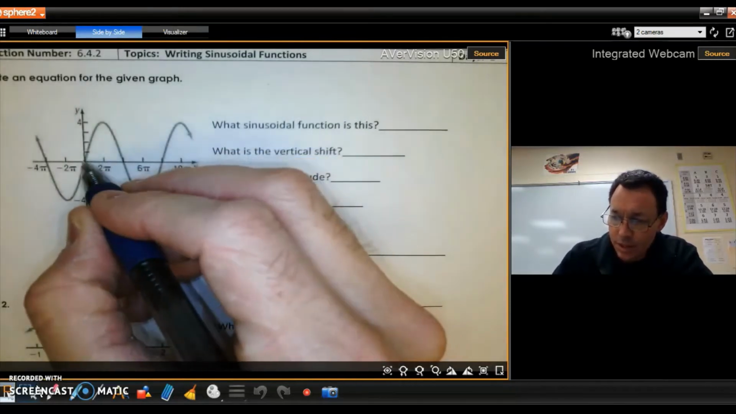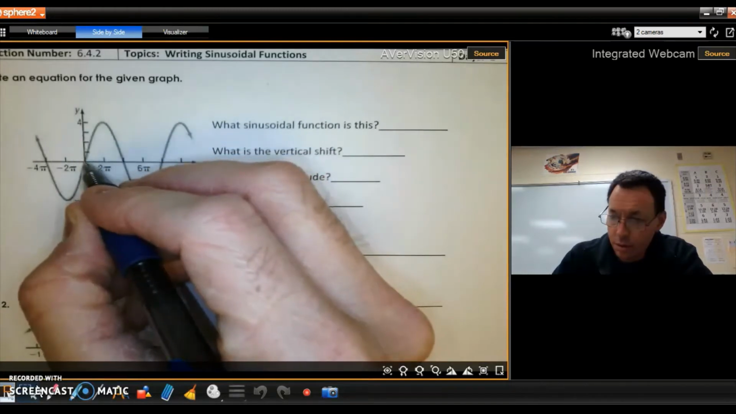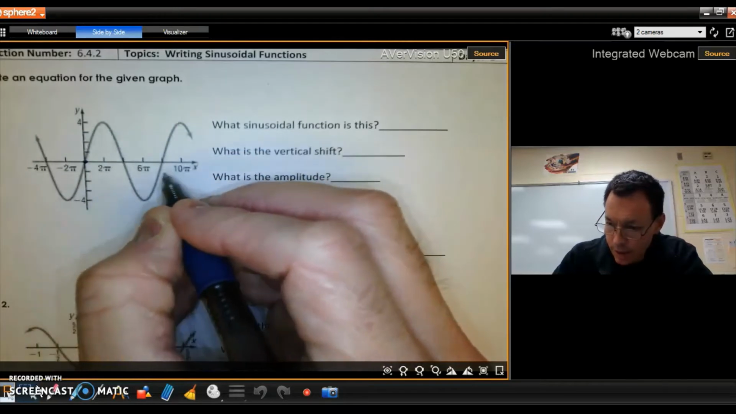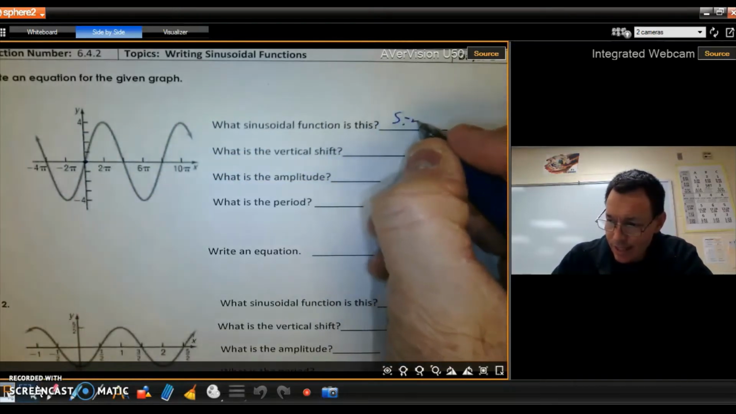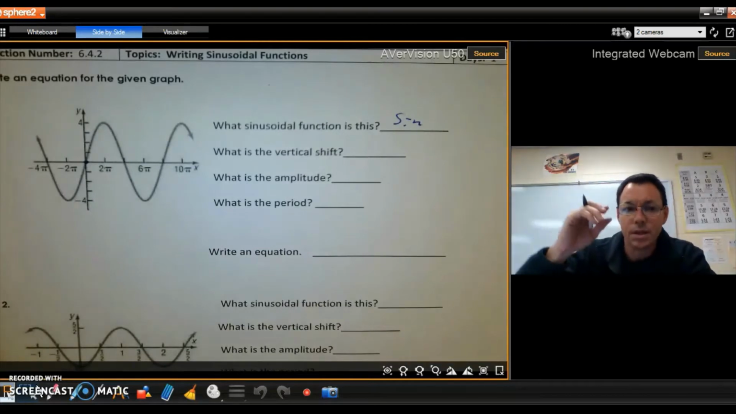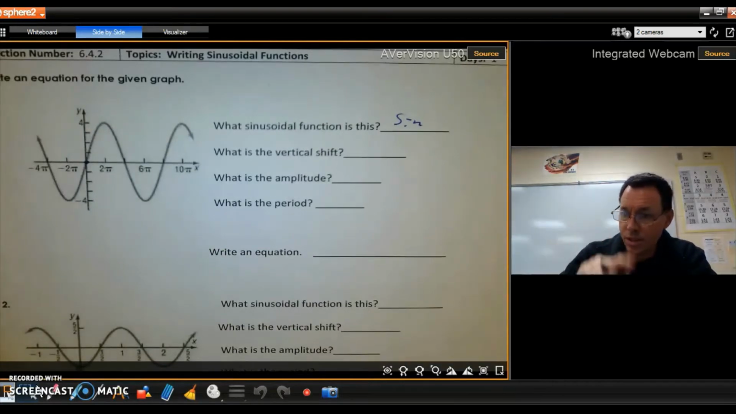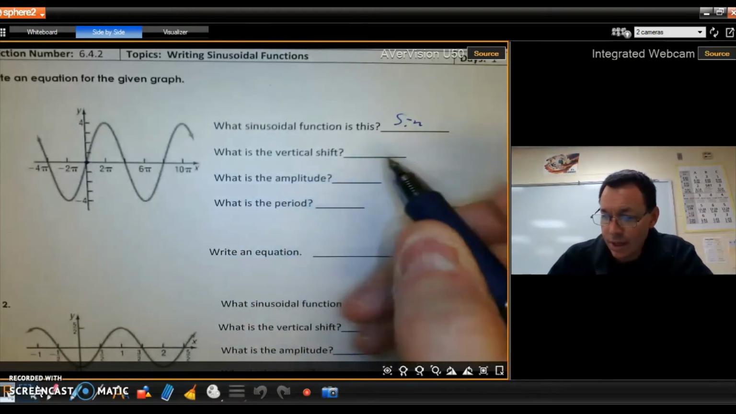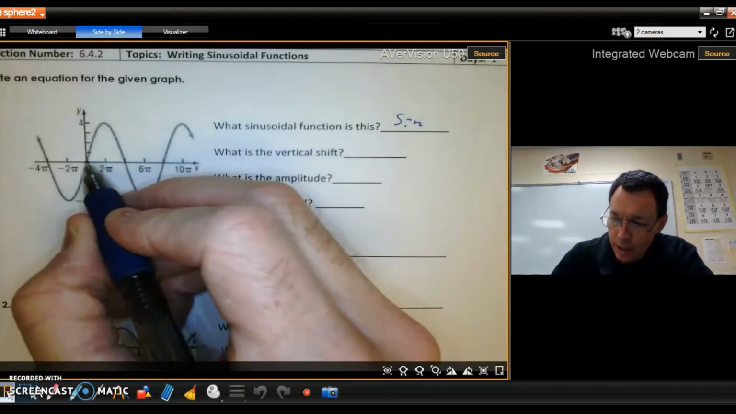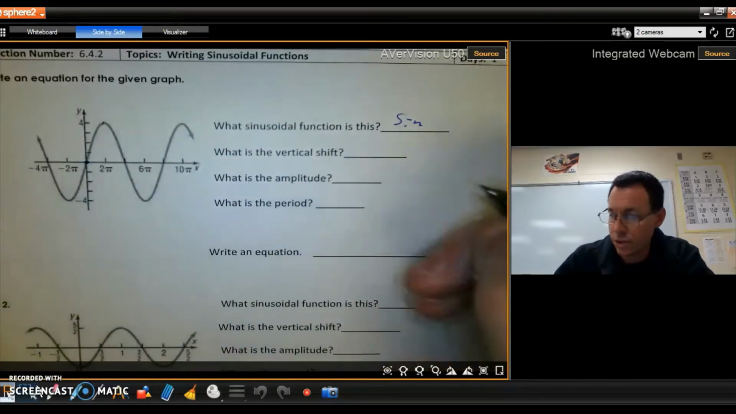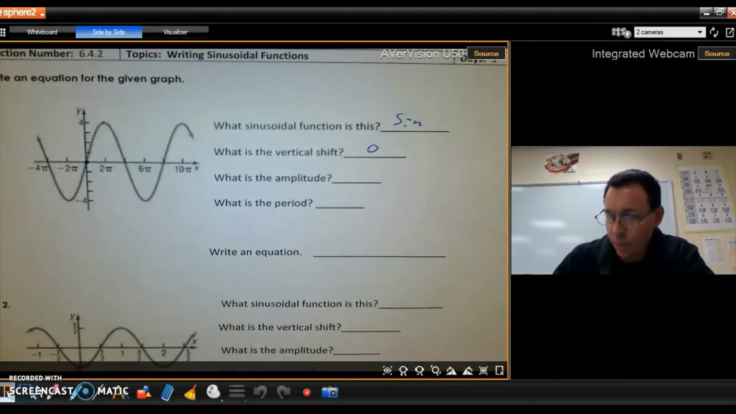Well, notice that this graph goes through the origin, and then it goes up from there and down. This is a sine graph. Cosine graphs start at their high point. A sine graph starts in the middle and then goes up from there. Vertical shift: this graph starts right here, goes up to 4 and goes down to -4. So there is no vertical shift.